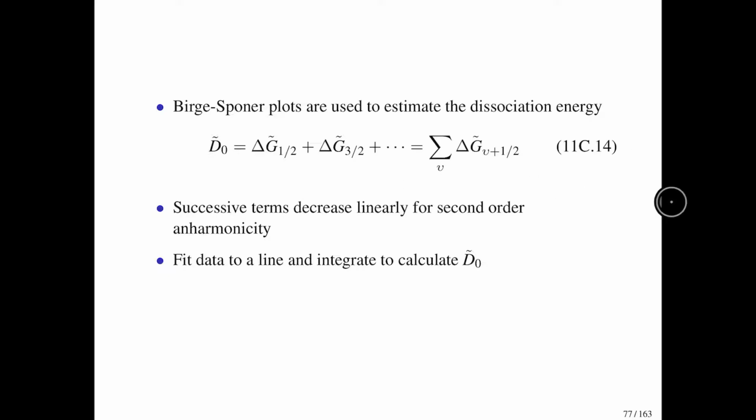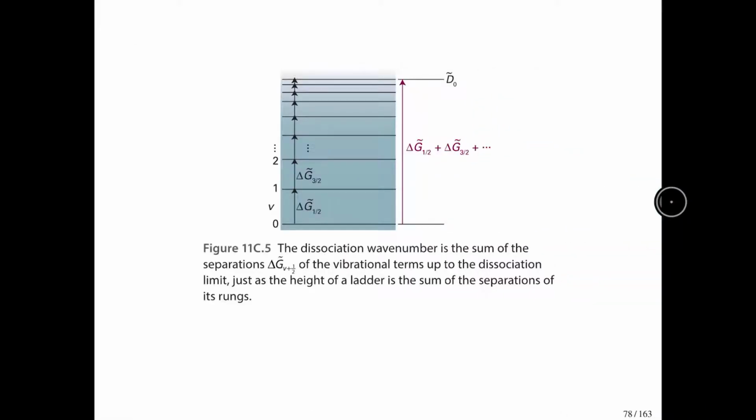And here's how that works. Here's an illustration of the plot. The first term gives you the energy difference here. The second one gives you that energy difference. The third one, the fourth one. So if you just add up all of the ones that you see in the spectrum, you're going to eventually get to the dissociation energy.